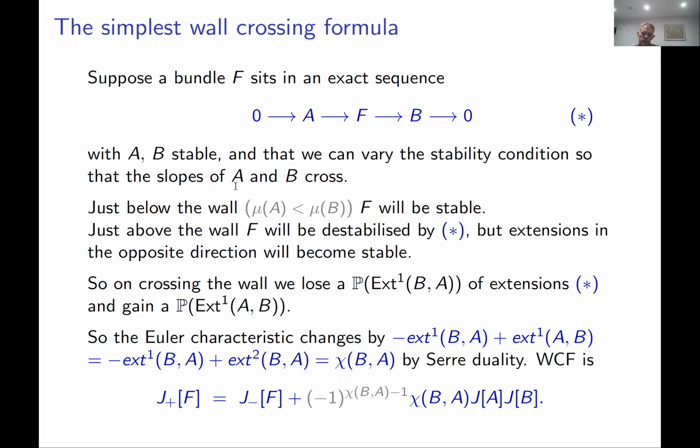Yeah. So that's exactly what you should be thinking of. You should be thinking of mu here as just being the tan of the angle, the slope of the central charge in some pi stability condition. And now you vary the pi stability condition and make the slope of A and the slope of B cross each other. And then this kind of formula will happen. Okay.